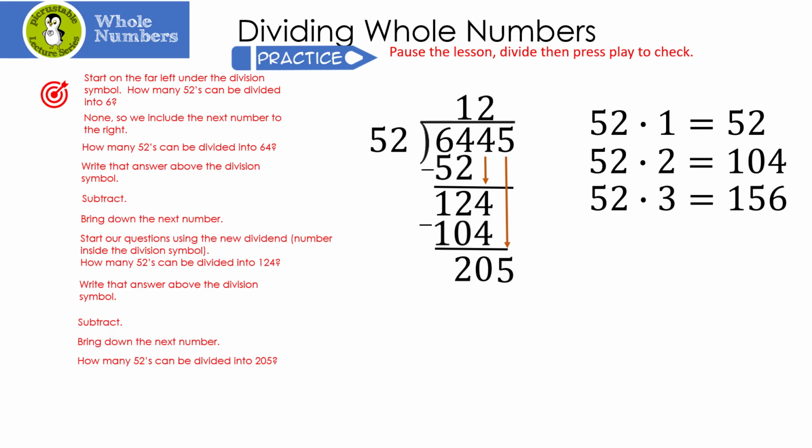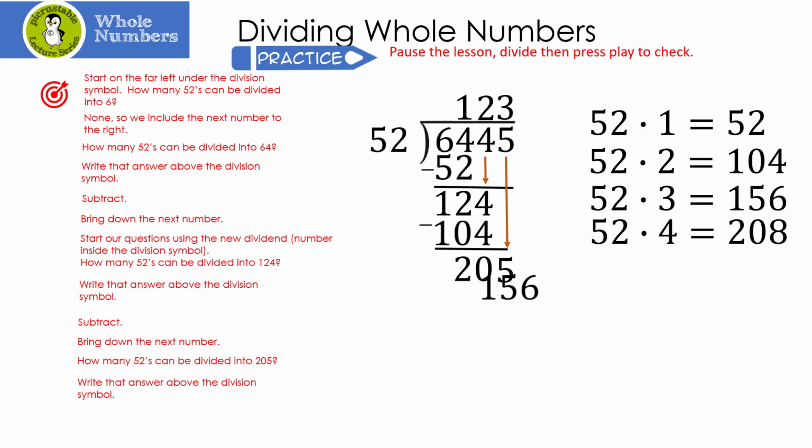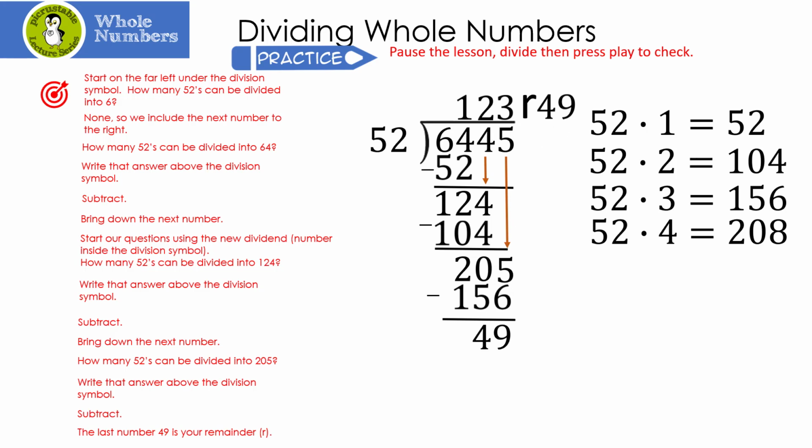Well, let's look. 52 times 3 is 156. 52 times 4 is 208. That's too big. So we need to use the 3. So we're going to write our 3 above the division symbol. And then we are going to subtract 156. And we end up with 49. Since 49 is less than 52, that turns out to be our remainder. So we're going to write R for remainder, 49.